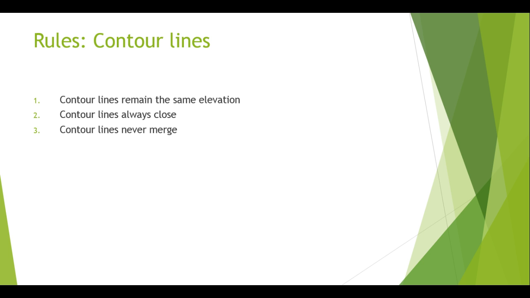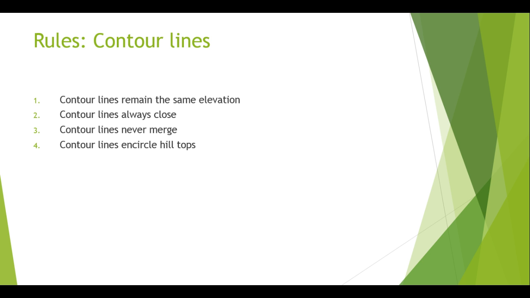Contour lines never merge. To merge or to cross would indicate differing elevations at the same location. This would be impossible. We cannot have an elevation, for example, of 2,000 feet at one point and have another elevation of 2,100 feet at the same point. This would be an impossibility.